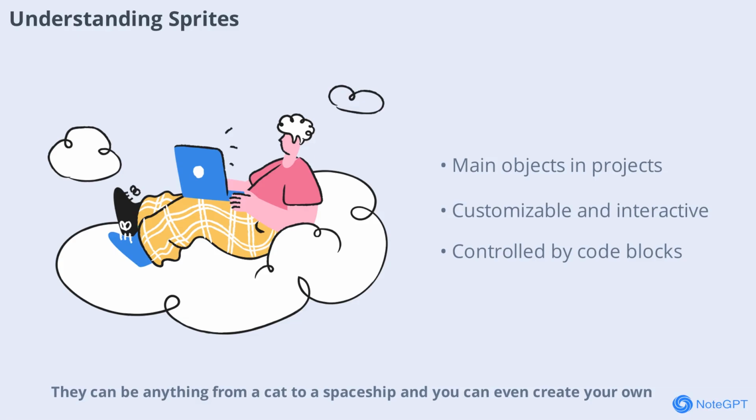Sprites are the main characters or objects in your Scratch projects. They can be anything from a cat to a spaceship, and you can even create your own. Sprites move, interact, and respond to your code. By selecting a sprite, you can add code blocks that control its actions, appearance, and sounds. This makes your projects dynamic and interactive. Sprites are at the heart of every Scratch creation, so understanding how to use and customize them is key to making your ideas come alive.